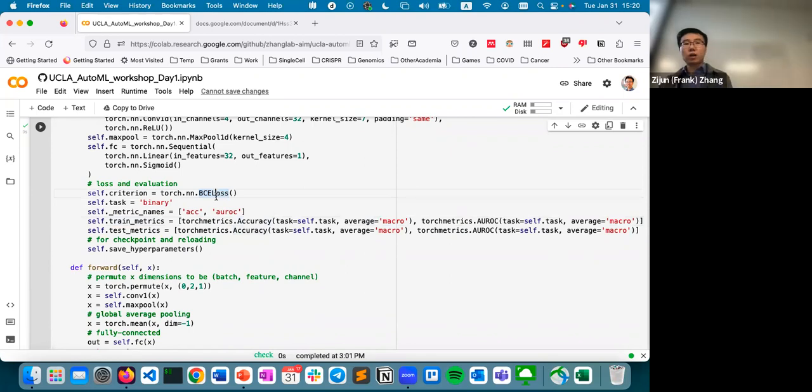So actually BCE loss is binary cross entropy, right? Yes. So that's a good question. So basically this maps to the loss function that in Keras we call binary cross entropy.